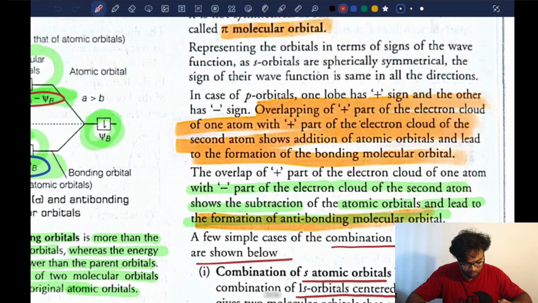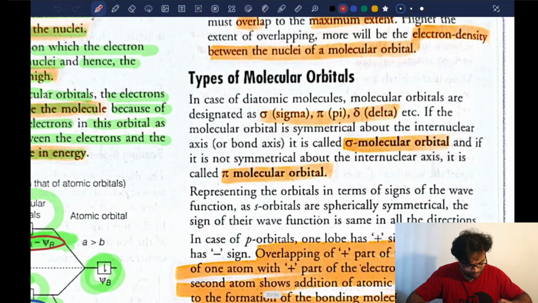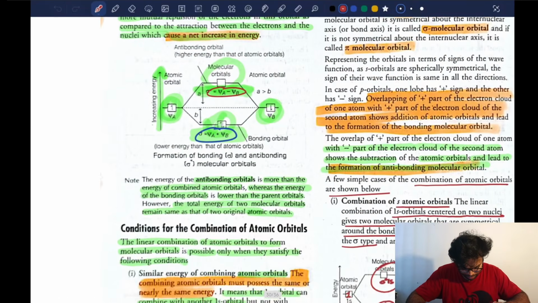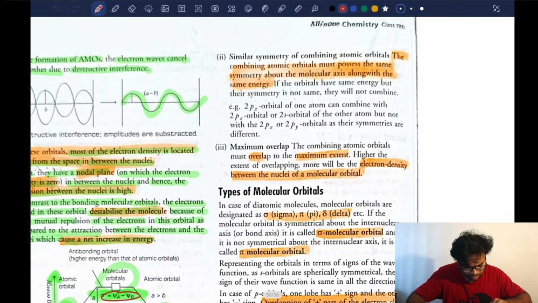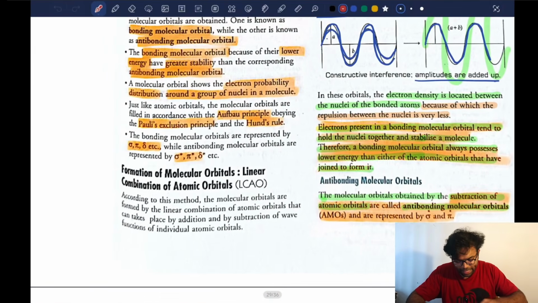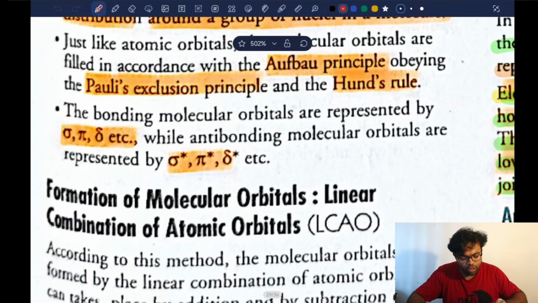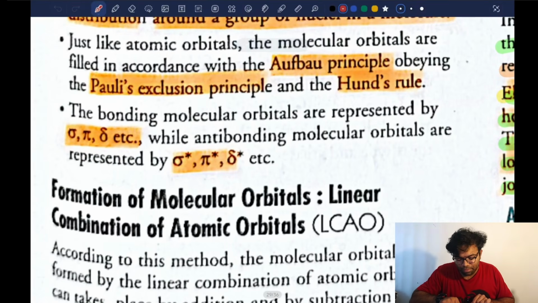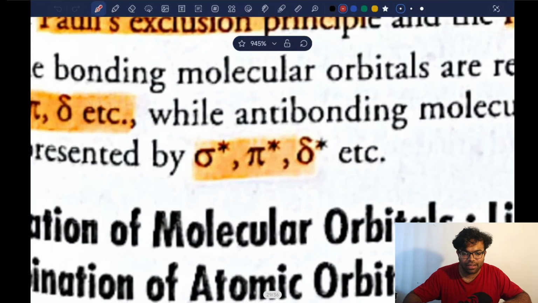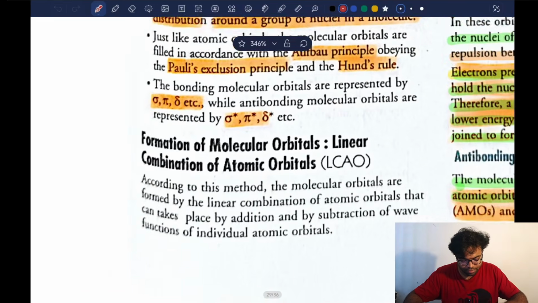So this is where is the star? Let's see. Where was it? Yeah, exactly. See, the bonding molecular orbitals are represented by sigma, pi, and delta, whereas the anti-bonding molecular orbitals are represented by sigma star, pi star, and delta star. So, till here, no problem.